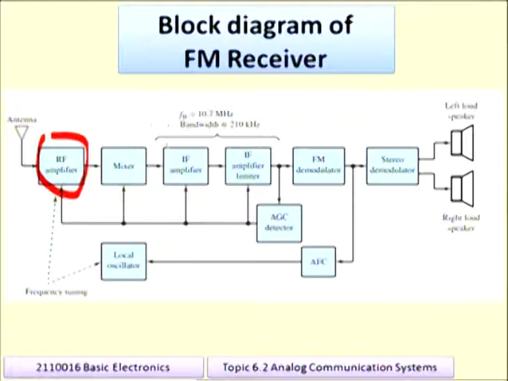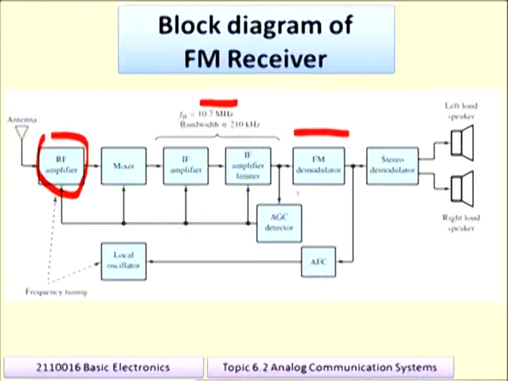The mixer will produce the intermediate frequency. The intermediate frequency is 10.7 MHz, and 2 or 3 stages are utilized to get more gain. We get bandwidth as well as gain simultaneously if we use more than one IF stage. Then the signal is given to the FM demodulator. The job of the FM demodulator is to extract the information from the modulated carrier. Our carrier is modulated by frequency modulation, and we extract the information from that and give it to the stereo demodulator.